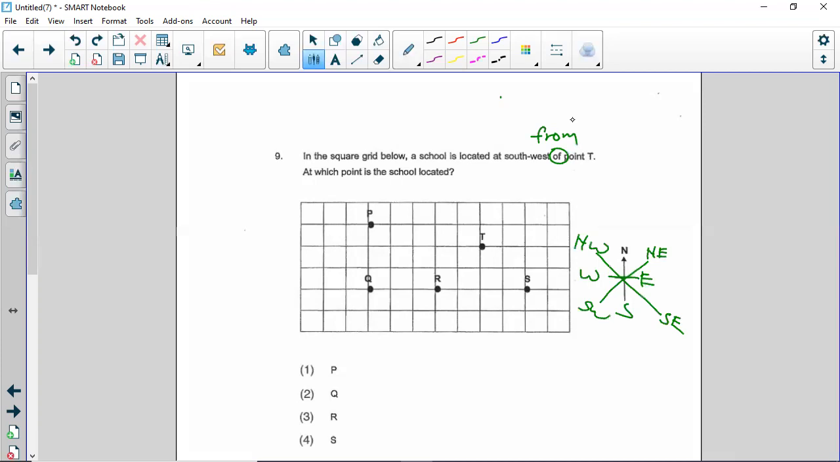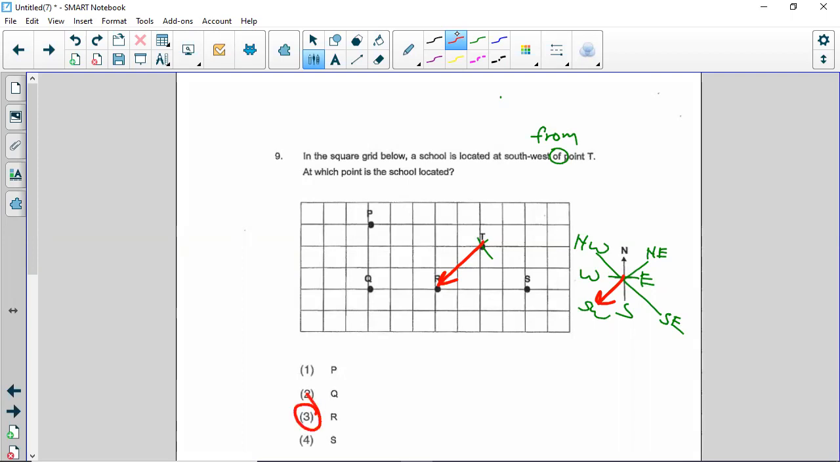All right. So you start from where? From T. And you go southwest. Where? Here. So you must draw the compass first, and then on the actual map, you will see already. So what point is the school located? The school is located at point R.